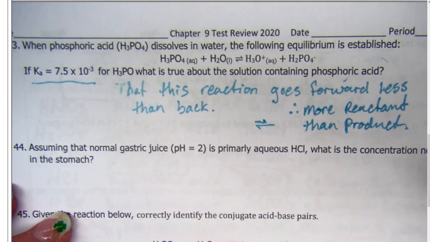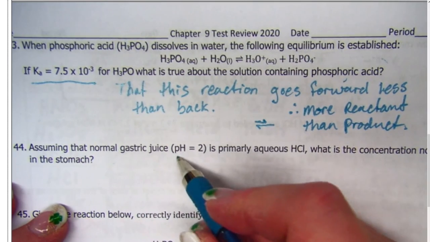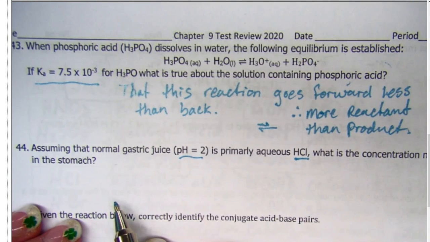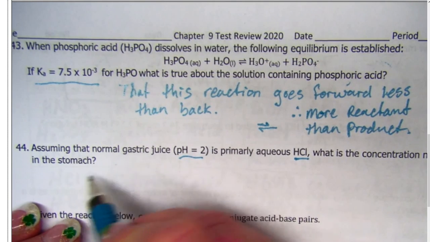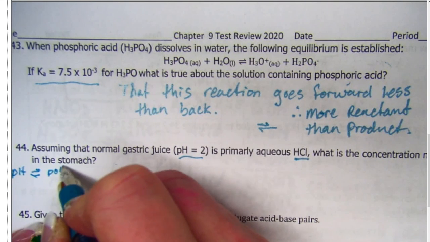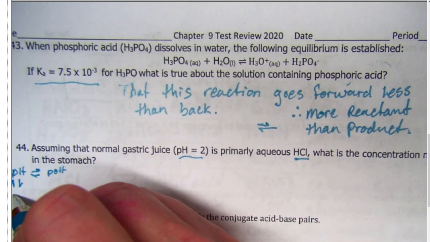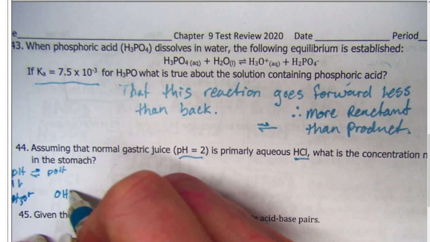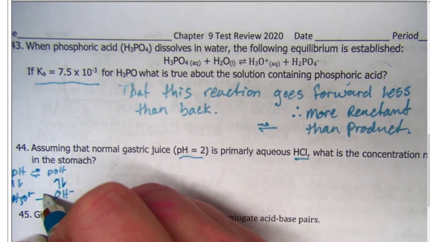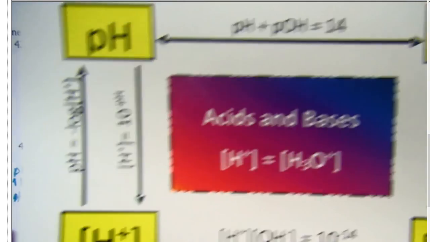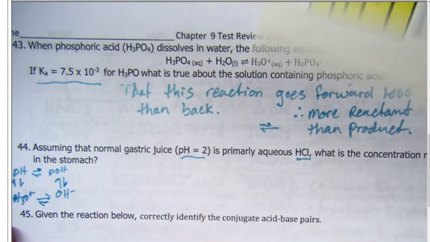Okay. Next one, assuming normal gastric juice is a pH of 2, is primarily HCl, what's the concentration in the stomach? So again, we're looking at our box. Remember pH, back and forth to pOH, up and down to H3O plus, and up and down to OH minus. It does go across the bottom. So this is this lovely thing right here. We are going to be going down, so we're going to be using this equation right here.